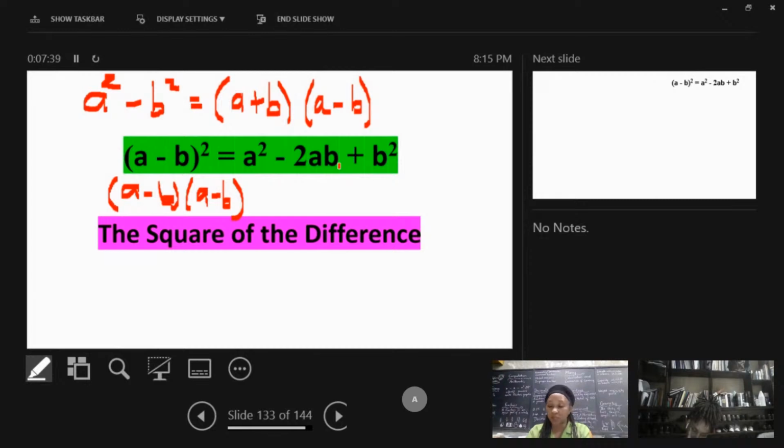And we're going to work some examples and see the pattern. So after that, once you see that it's the square of the difference, you'll be able to just go straight and expand it, right? By following this rule here. So let's look.